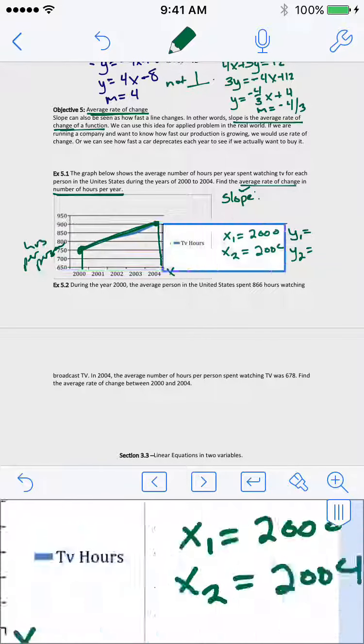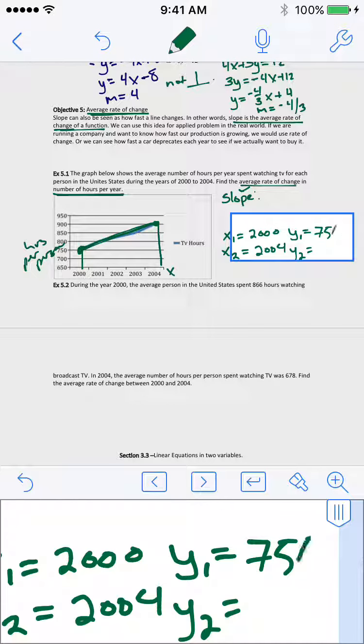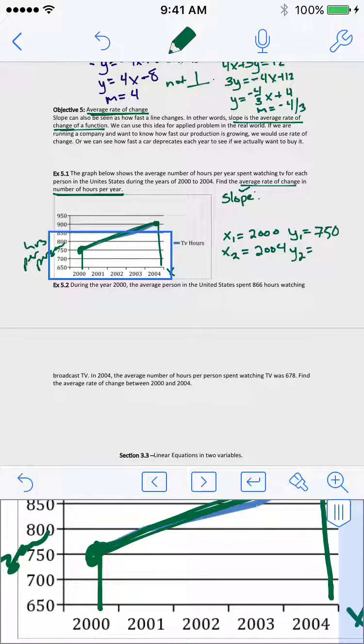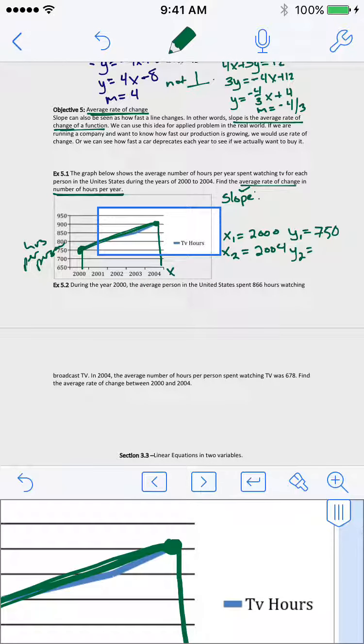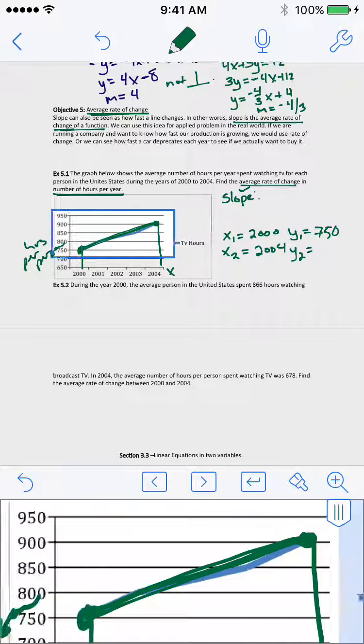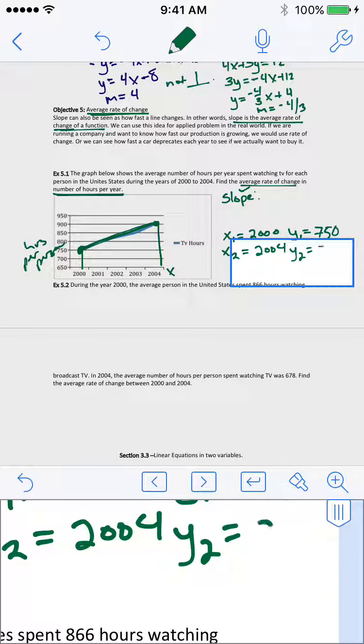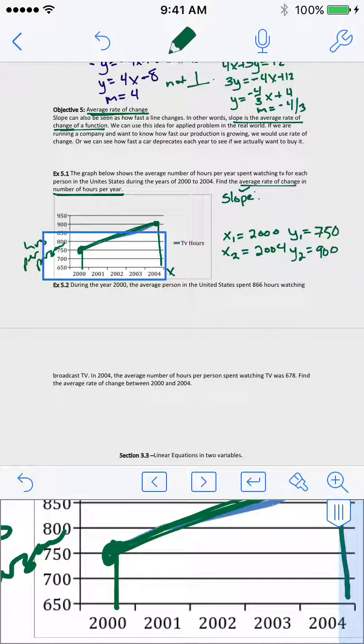So 750 hours. In 2000, the average person watches 750 hours per year. Now remember, this is not per day, but 750 hours per year. In 2004, it was around 900, so it went a little farther up. Now we talked about this in 3.1. Hopefully you can read a graph, right? Read it just like that. In 2000, this much. In 2004, that much, right?